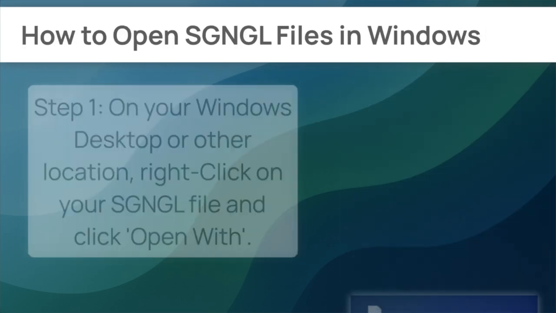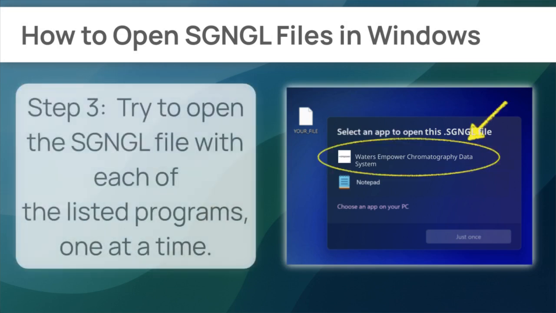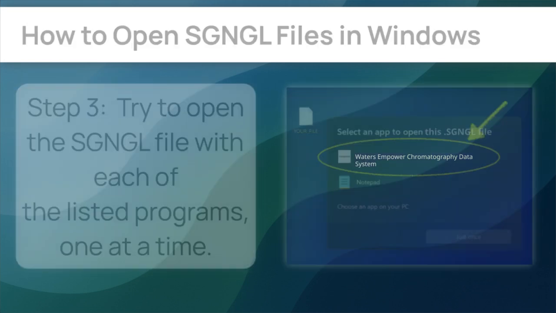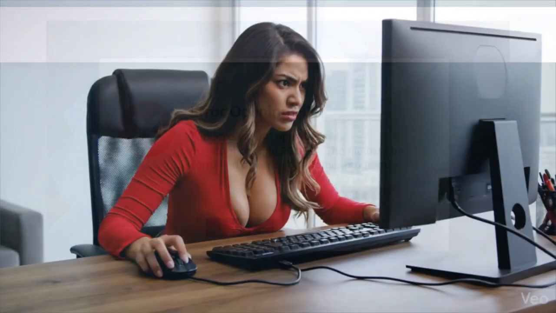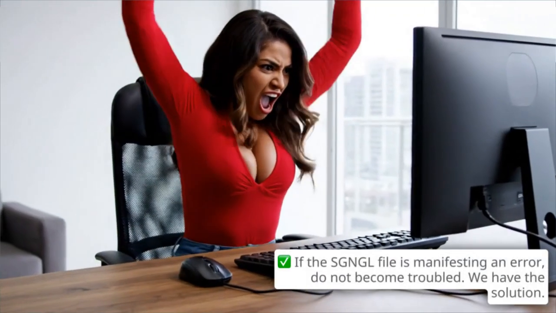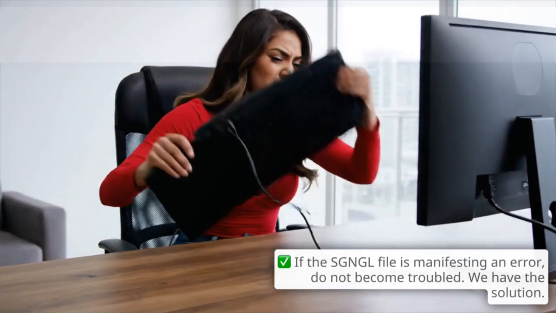Right-click your SGNGL file and hit Open With. Try the recommended Waters Empower Chromatography data system first. If it's missing, choose another program. It's common to need more than one attempt. If the SGNGL file is still refusing to open, it's expected. General troubleshooting won't work on this SGNGL file due to its complexity. We need to check off these specific items before we can attempt the solution.